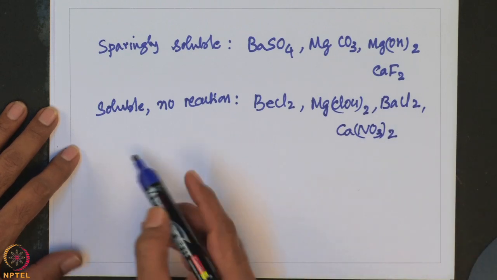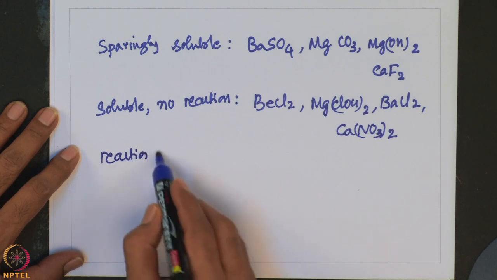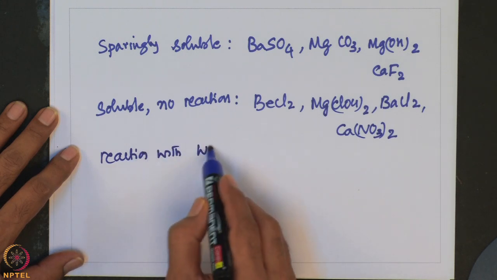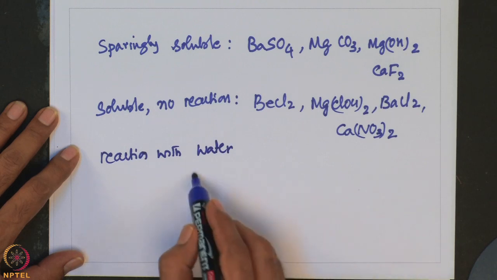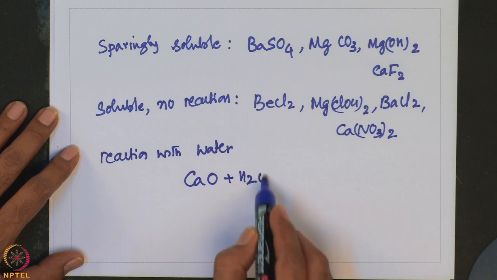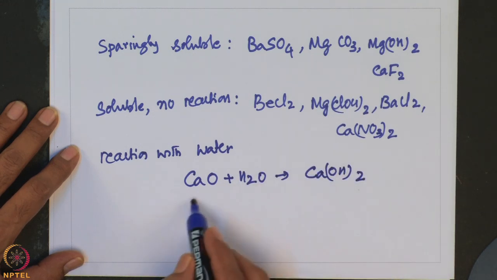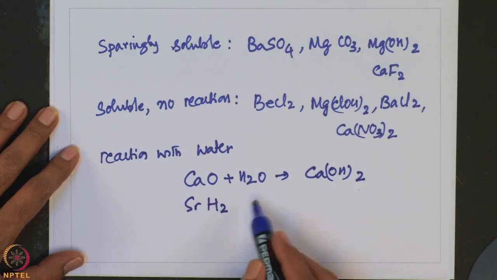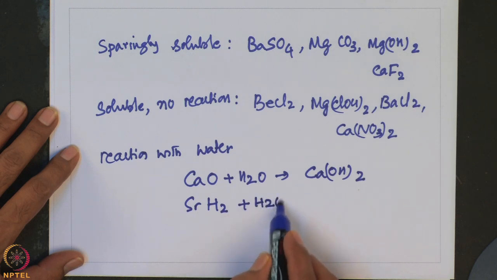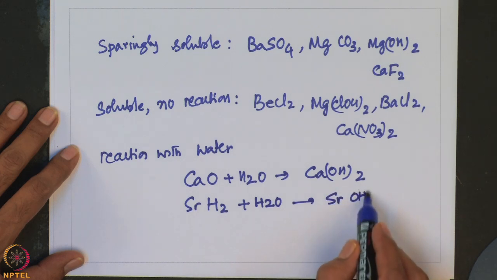And those which react with water: calcium oxide. Of course, when calcium oxide reacts with water, the product expected is calcium hydroxide, and strontium hydride when it reacts with water gives strontium hydroxide as well.